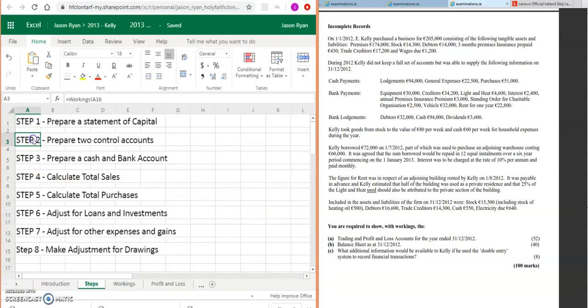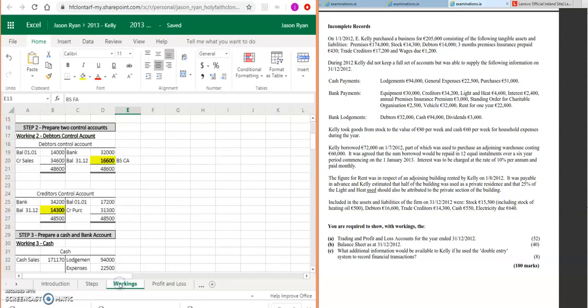Step 2 then is to prepare your 2 control accounts. That's going to be your debtors control account and your creditors control account. So your debtors control account, we're going to look for any debtors at the start of the question, any debtors during the question, any debtors at the end of the question. So you see here, at the start you've got debtors, 14,000, it's an asset, so go on the debit side.